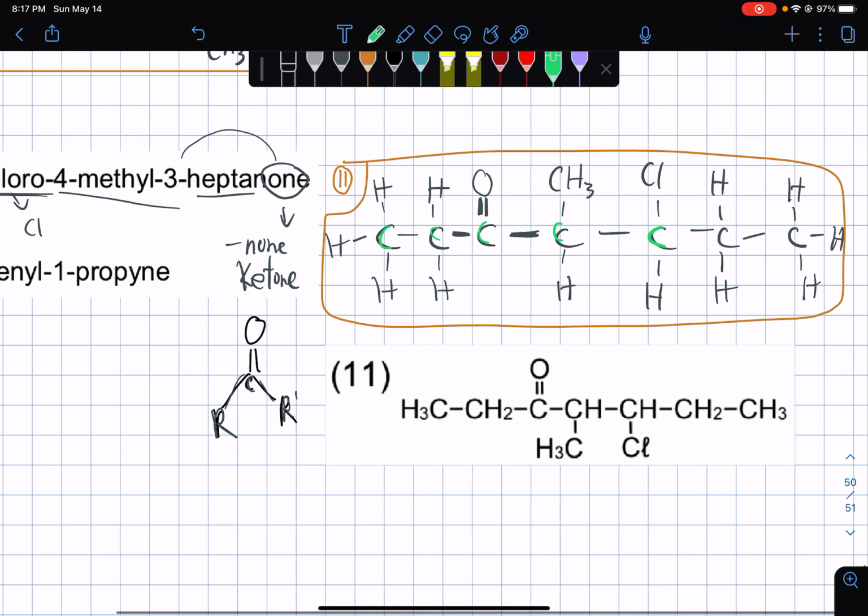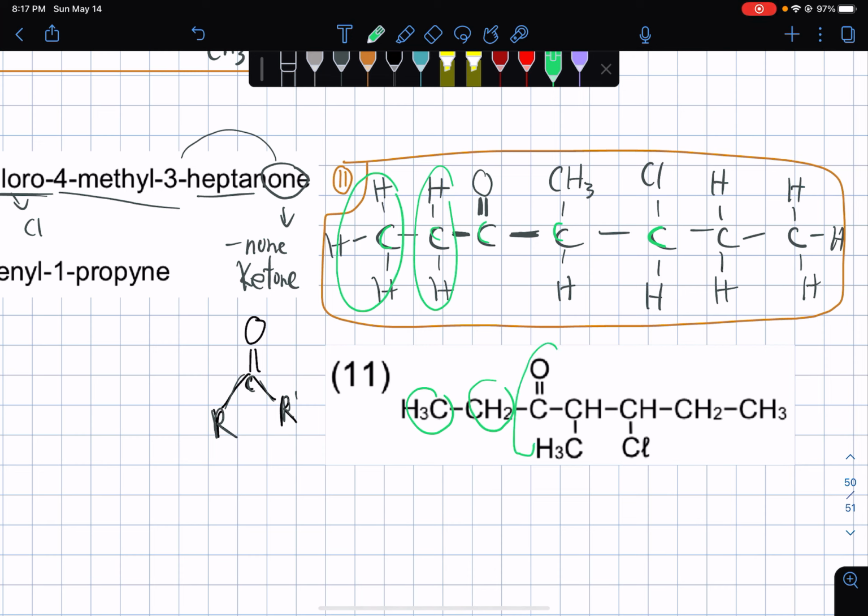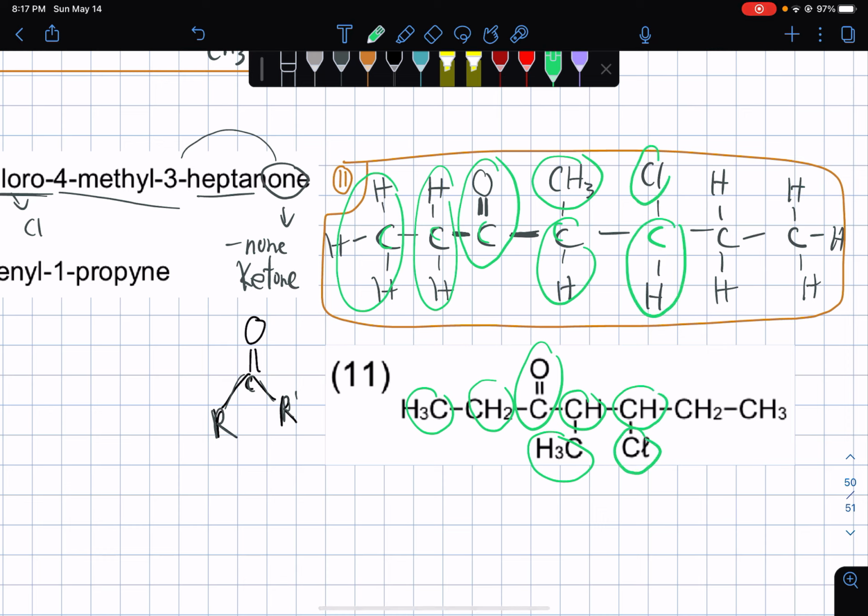Let's go with number 4. First carbon there, second carbon, third carbon. As you can see, it exactly looks the same. And then CH, CH, and then CH3, CH3. CH is this one, and then chlorine, top or below doesn't really matter.